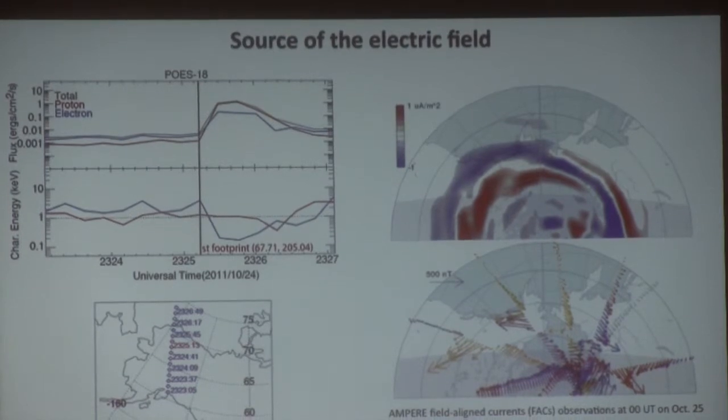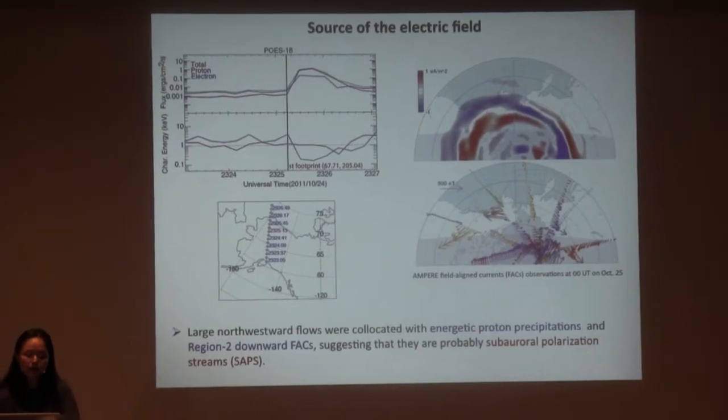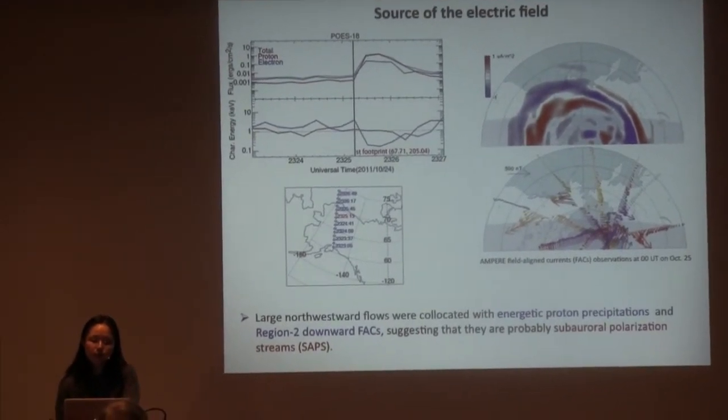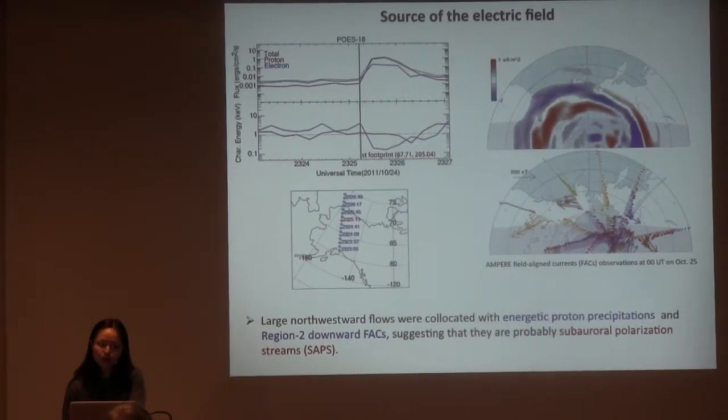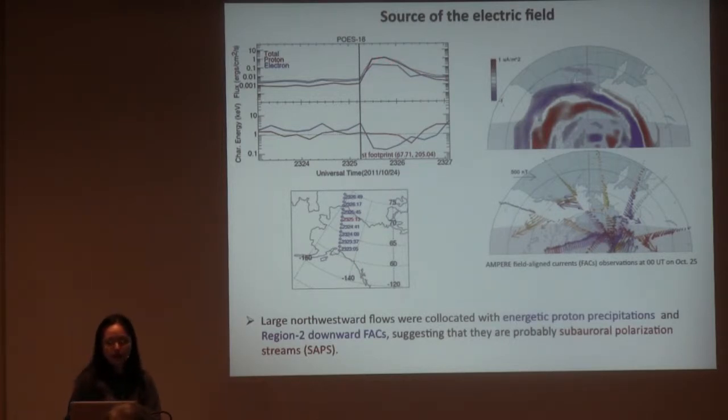OK, the next question is, what is the source of this electric field, or where does it map to in the magnetosphere? One way is to look at the associated energetic particle precipitation and the field line current polarity. The plot on the left is the POES satellite observation of the energetic particle precipitating flux. It's dominated by keV protons, and the energy flux from the protons is about 90% in this case. The plot on the right shows the field line currents from the AMPERE Iridium satellites.